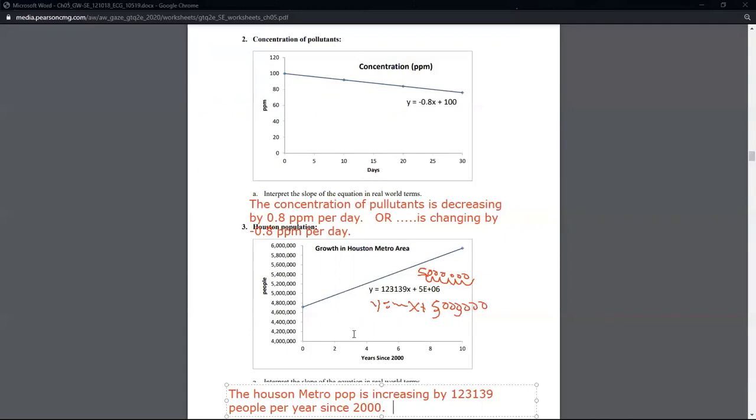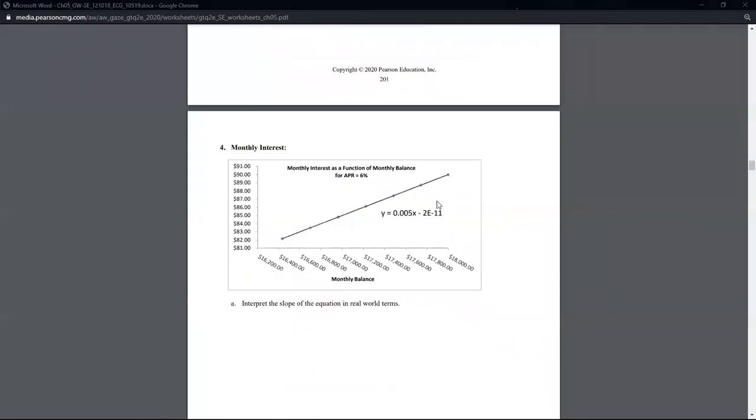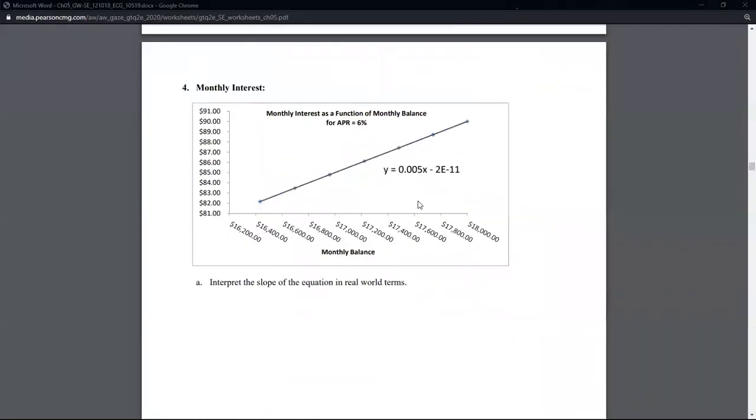All right, one more. And this one gets a little weirder. And we'll probably end up finishing it here today.